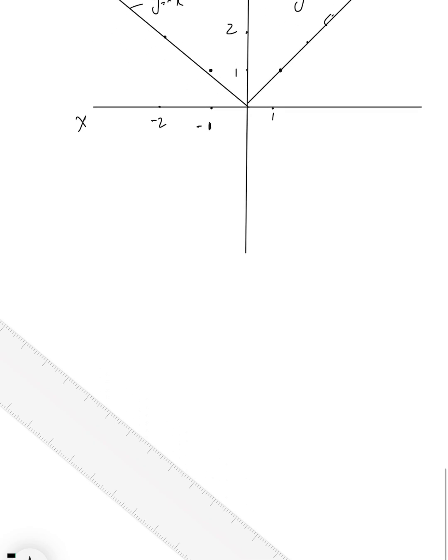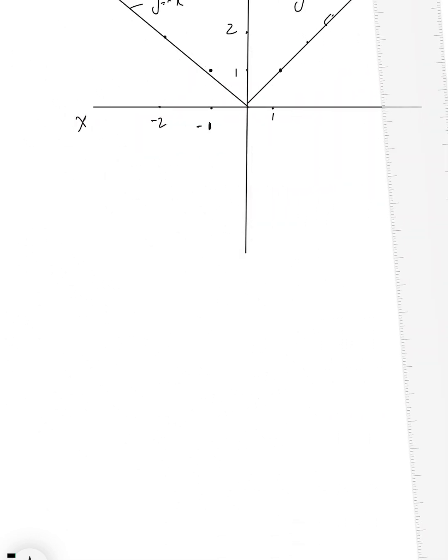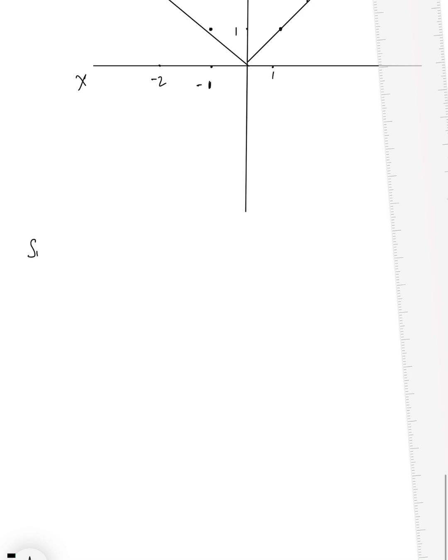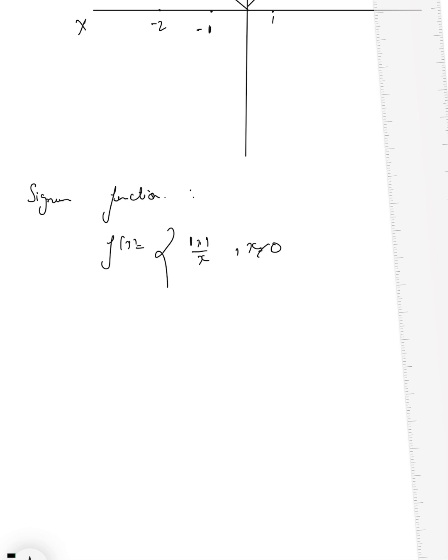So now the next function we are going to deal with is the signum function. The signum function is very much the same as that, but there is a break. Let us discuss what that is. Signum function. The function is defined by f(x) = |x|/x if the value of x is not 0, and 0 if x is 0.